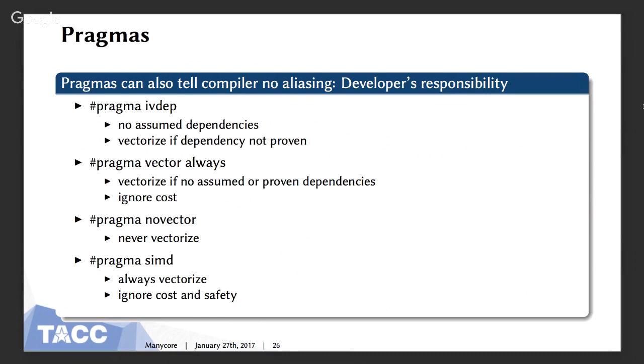Vectorize always is just vectorize if there's no assumed or proven dependencies like usual, but ignore how much it costs to do the vectorization. No vector pragma is just never vectorize. And then pragma simd is always vectorize. No matter what loop you throw this at, it's going to vectorize it. So you could definitely run into the case where you break your code and get wrong answers if you aren't absolutely sure that this is safe to use.